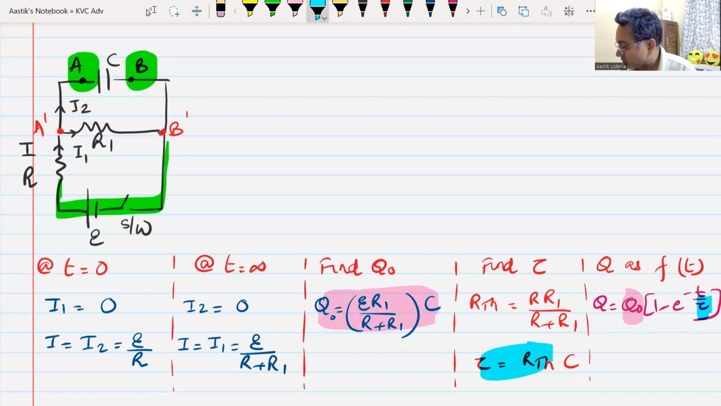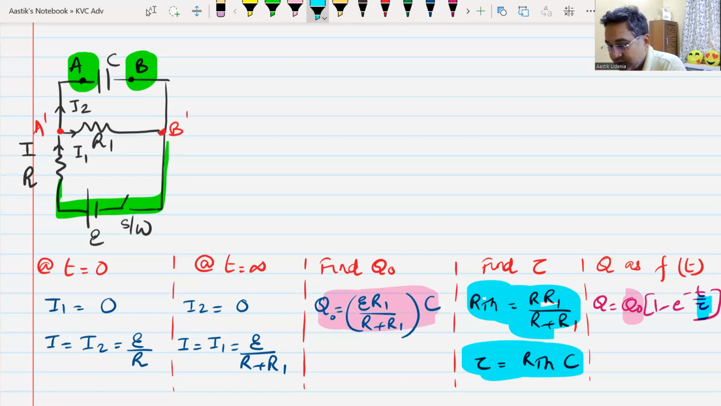This is my tau. This is my R Thevenin. Everything is there, so now we know the value of everything. If someone asks you to find I2 as a function of time, you just differentiate this Q as a function of time. Do we understand this? Yes, sir. That is your answer.